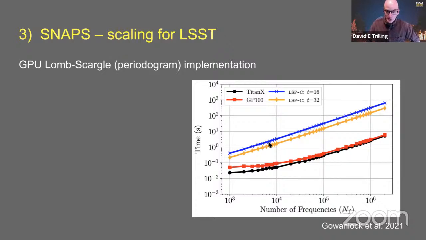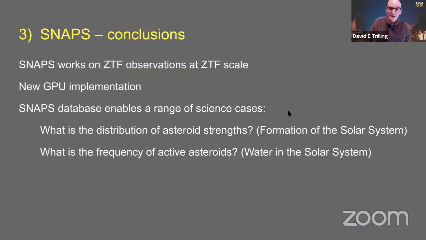The blue and orange plots are two different CPU architectures, and the black and the red are two different GPU architectures. And you can see a graphics processing unit. Sorry, I didn't say that before. So you can see that out here at the largest number of frequencies, which of course gives you the highest fidelity for your results, we have about a factor of 100 speed up from CPU to GPU. So this actually has made this LSST scale possible, because now we can do all this work on our GPU machines very fast. So here's our SNAPS conclusions, and then I'll give you the whole conclusions for the whole talk.